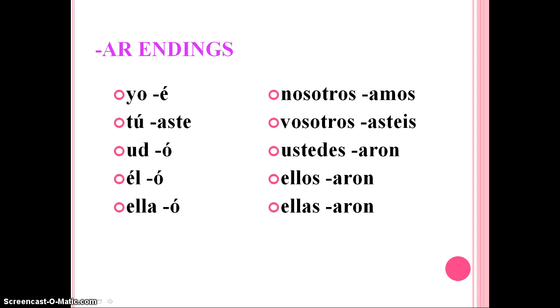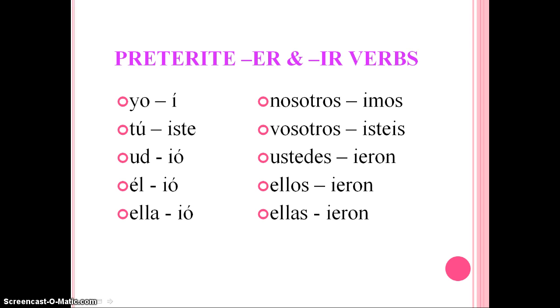Okay, these are your endings for AR verbs in the preterite. So yo é, tú aste, usted, él, ella ó, nosotros amos, vosotros asteis, ustedes, ellos, and ellas aron. For ER and IR verbs, the endings are identical. Yo í, tú iste, usted, él, ella ió, nosotros imos, vosotros isteis, ustedes, ellos, and ellas ieron.